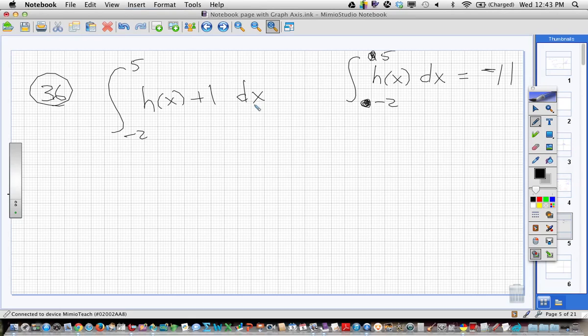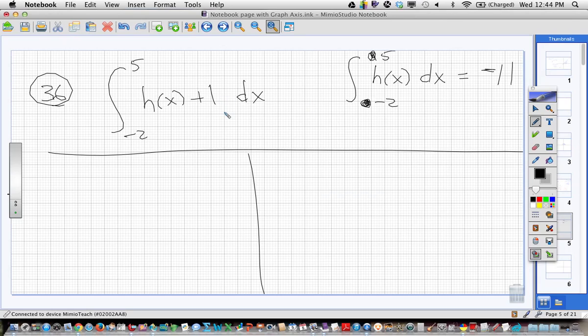Because what you see is the plus 1 and you think, okay, it's just this plus 1, but this is the area, -11. Is this saying just add one piece of area? No, it's saying add 1 to what? The function. Now, there's two different ways you can think about this problem.